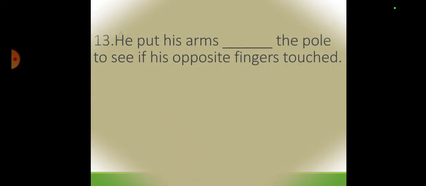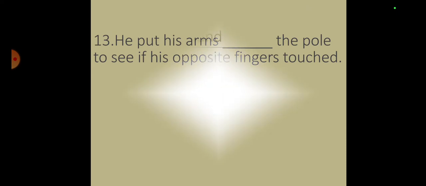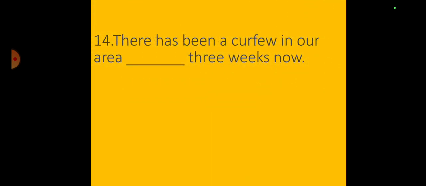Okay. He put his arms dash the pole to see if his opposite fingers touched. Arms dash the pole. Around. Okay. There has been a curfew in our area dash 3 weeks now.